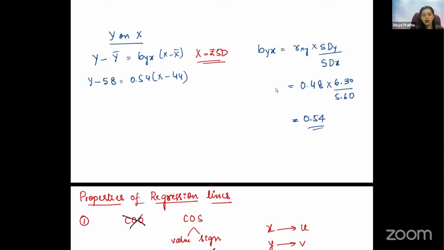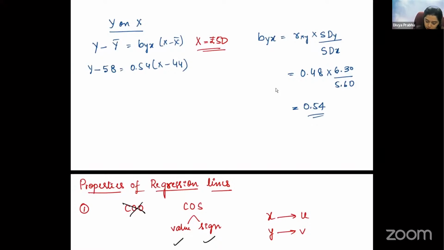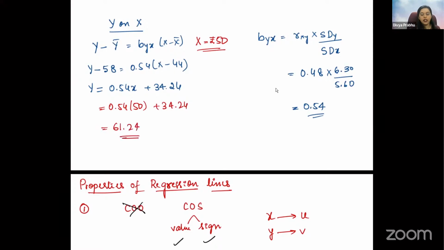Yes, keep the answers coming. 61.24. Quickly. This will be y is equal to 0.54x plus 34.4. So if I substitute the value of x here, it will be 0.54 into 50 plus 34.24, which is 61.24. This will be the answer.